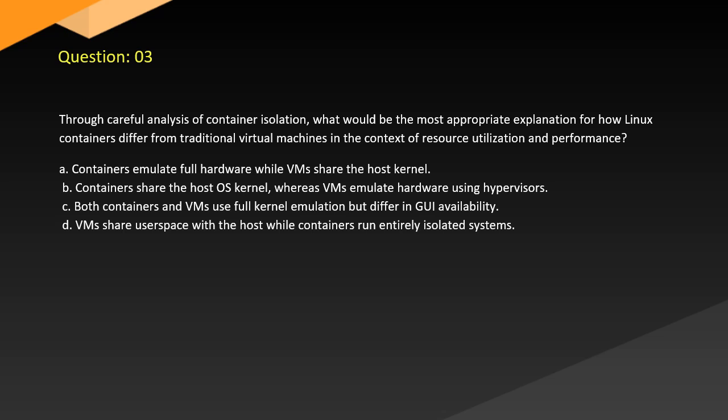Question 3. Through careful analysis of container isolation, what would be the most appropriate explanation for how Linux containers differ from traditional virtual machines in the context of resource utilization and performance? A. Containers emulate full hardware while VMs share the host kernel. B. Containers share the host OS kernel, whereas VMs emulate hardware using hypervisors. C. Both containers and VMs use full kernel emulation but differ in GUI availability. D. VMs share user space with the host while containers run entirely isolated systems.